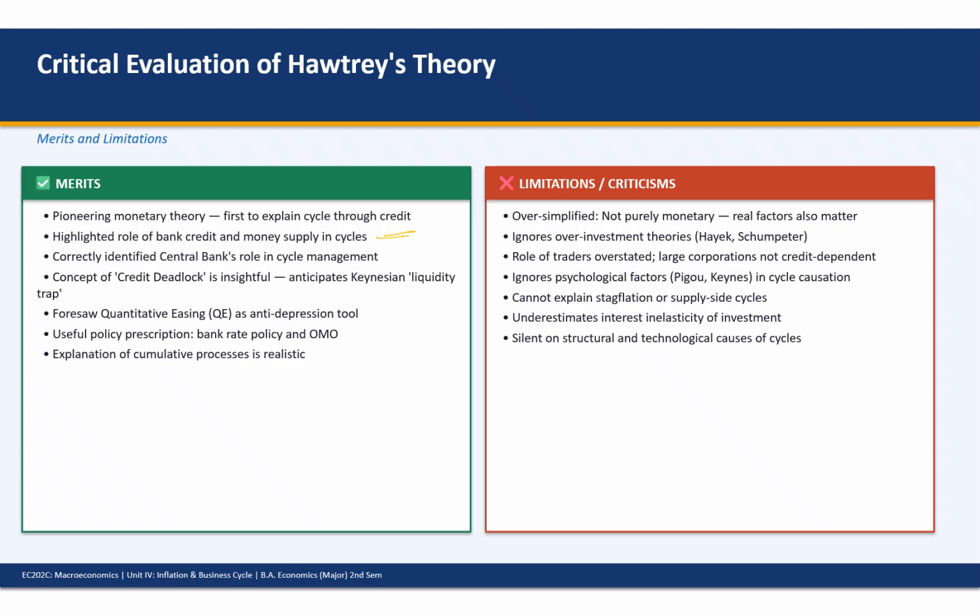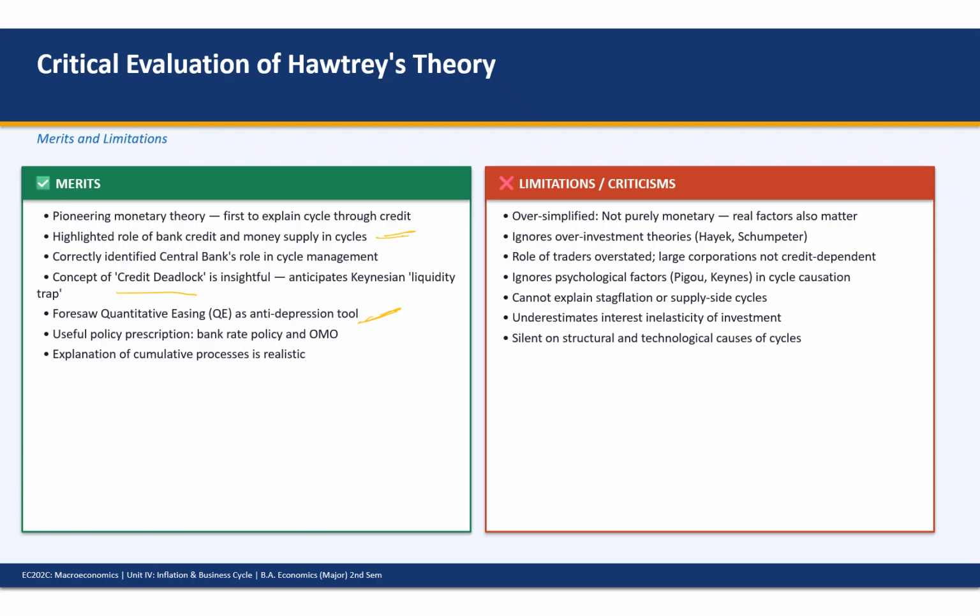Another strength in his idea is the credit deadlock, which is very close to the later Keynesian idea of liquidity trap. He also anticipated the importance of quantitative easing as an anti-depression tool. His theory is also useful for policy because it explains why bank rate and open market operation can influence business conditions. In that sense, it gives a practical monetary explanation of boom and depression.